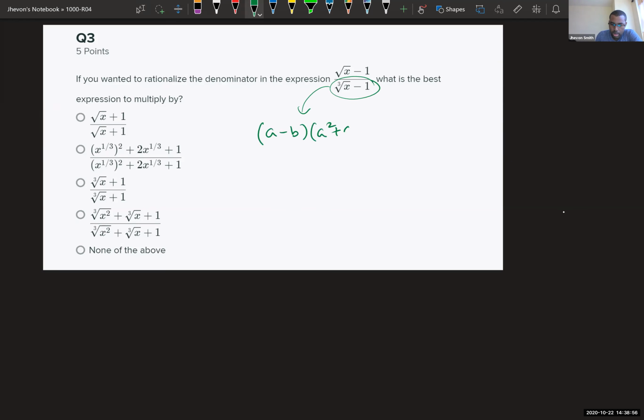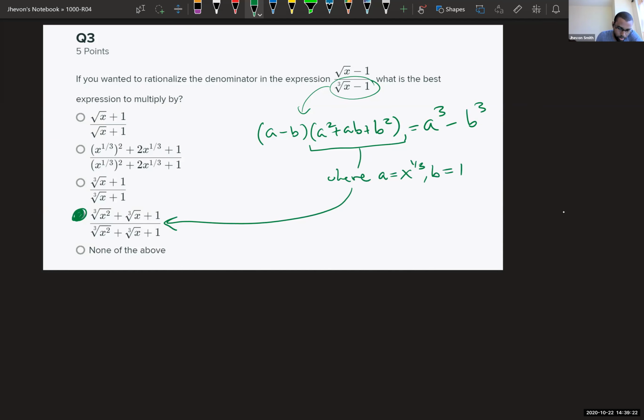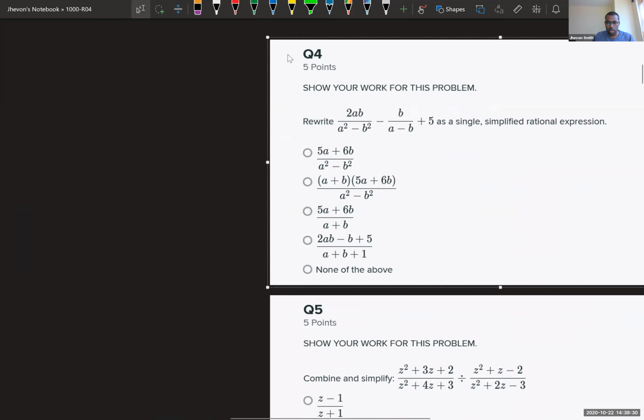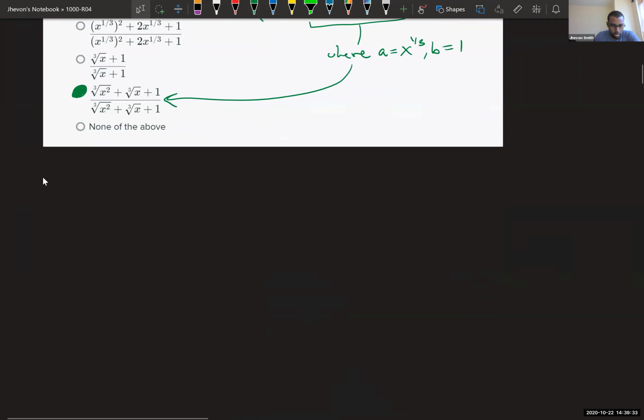Well, I know that if I multiply by something that looks like this, that would allow me to cube the first guy and cube the second guy. And so that's what I want. I want something that looks like this, where my A is x to the 1/3 and my B is just 1. And it looks like this guy right here. So that's a problem type that we've spoken about several times before, what it means to rationalize something. So that shouldn't be too bad.